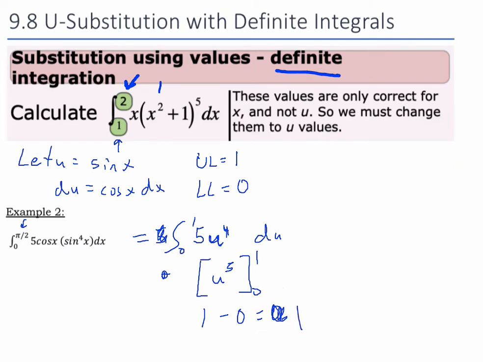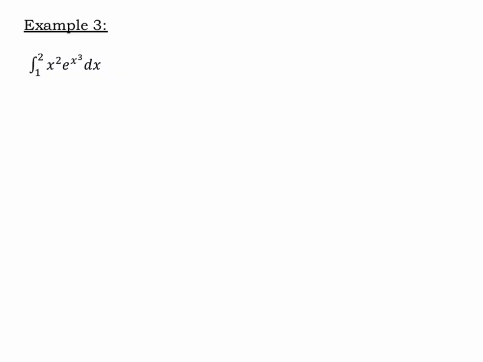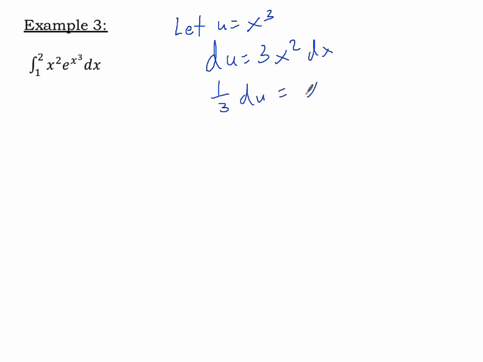Okay, let's look at the next example. In this one, for U substitution, we would let u equals x cubed and du equals 3x squared dx. And so a third du equals x squared dx. So we'll get 1/3 integral, and then we'll have a du. And let's do the upper limit and lower limit of integration.